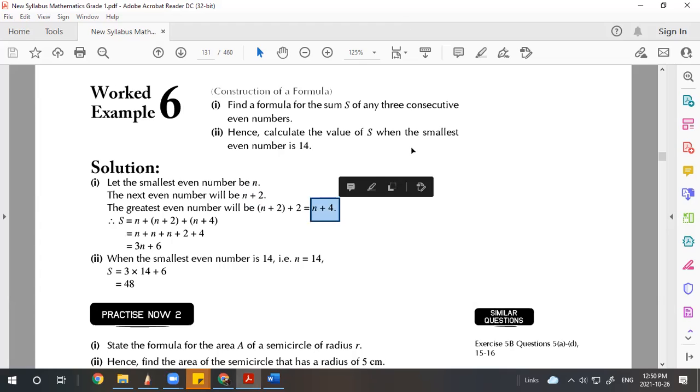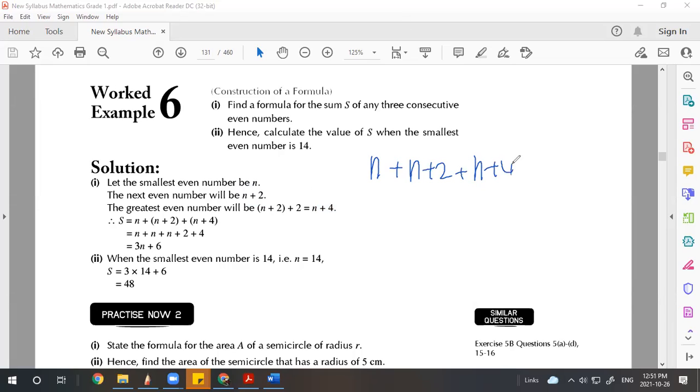So you have to create your formula, your own formula. So n plus 2, n plus 4, because next 2. This is second, third. First, second, third. 3n plus 6, right? This is the same. It's the same, yeah, totally same. And that's for part 1.